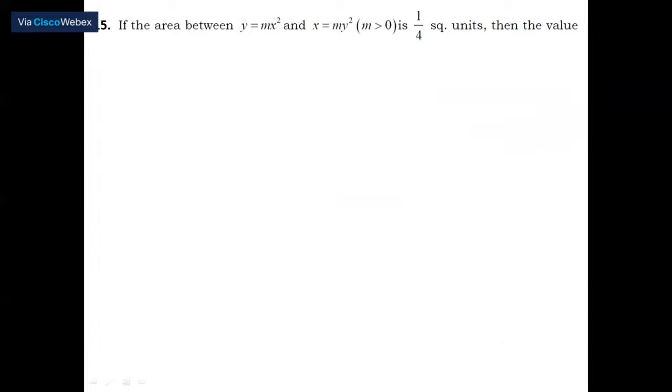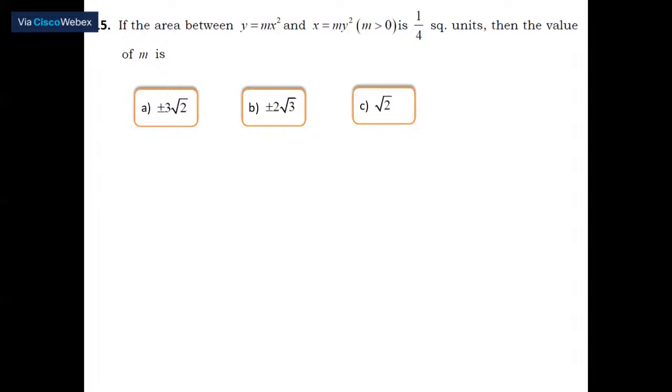The problem is, if the area between y is equal to mx square and x is equal to my square, where m is greater than 0, is 1 by 4 square units, then the value of m is, options are plus or minus 3 root 2, plus or minus 2 root 3, root 2, and the last option is 2 divided by root 3.